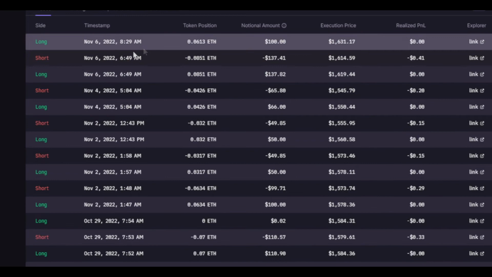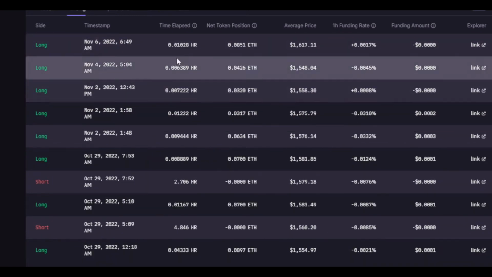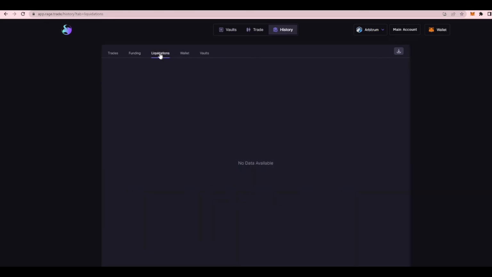As you can see, I've done quite a few trades here as well. If we go up here, we can see the funding that you've paid as well. If we go to liquidations, I have none because I've not done any big leverage trades here, and this will show you my wallet and when I actually deposited, and the vaults is something that we'll go into in a second.